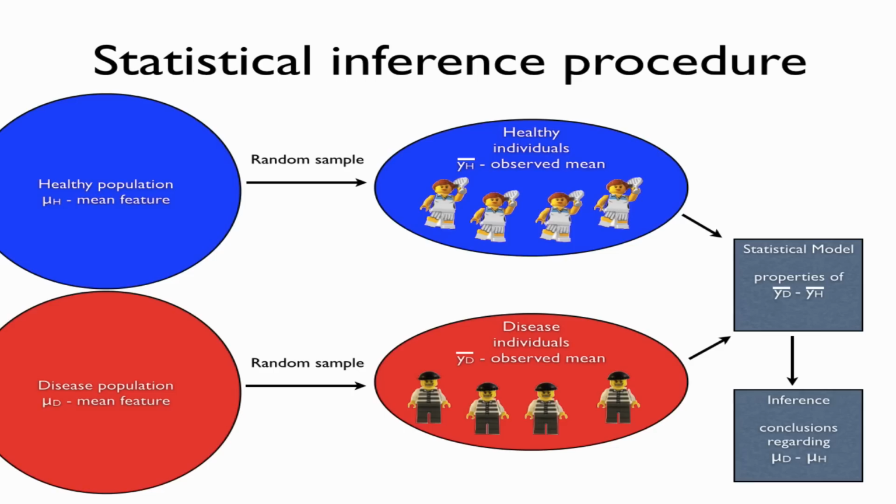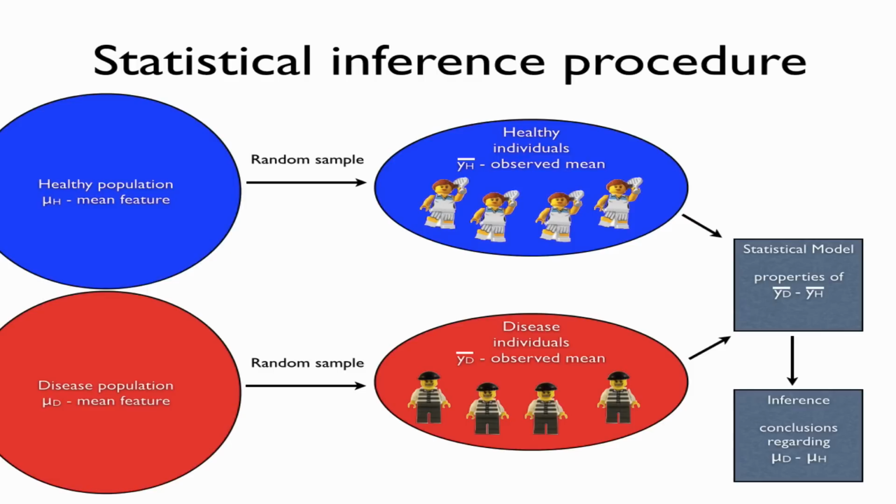So let's just turn back now to the statistical inference procedure that we outlined before. We have two populations, healthy and diseased, and we want to make an inference regarding one particular trait in these two populations. And the way we do this is by drawing a sample from each of the populations and measuring this particular trait that we're interested in on the different samples.